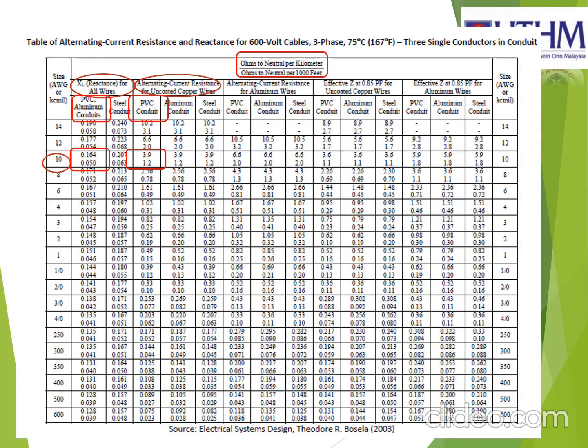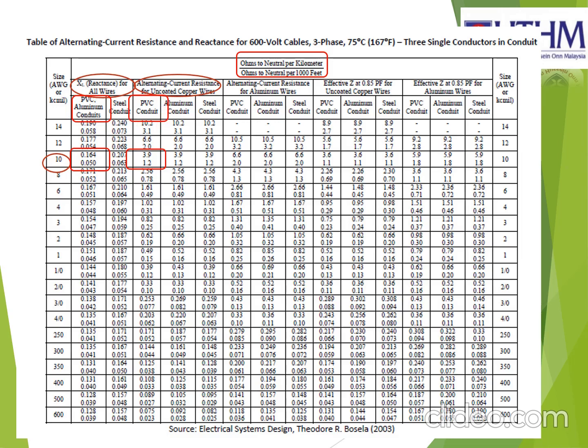Next we go to the table of alternating current resistance and reactance to get the value of RL and XL. So we choose first what is the type of the cable. The type of cable is 10 AWG THW, and the conductor is copper. So here we select this column because of copper wires, and this one is for XL for all wires. And then we select the type of conduit. The type of conduit is PVC conduit. So this one is the column for PVC for X, and this one is the column for PVC conduit for RL.